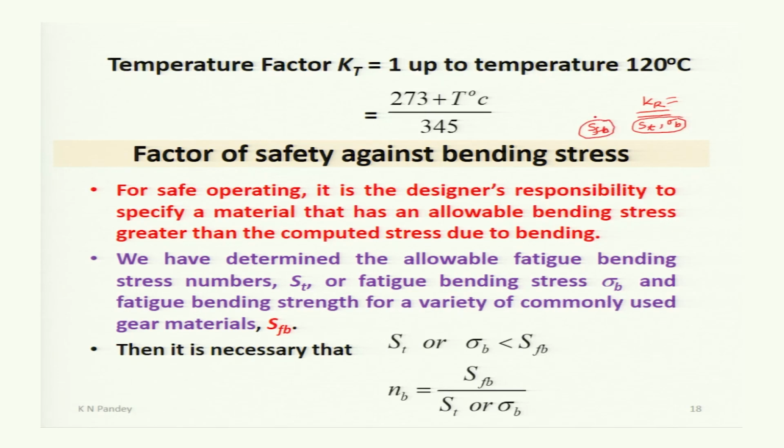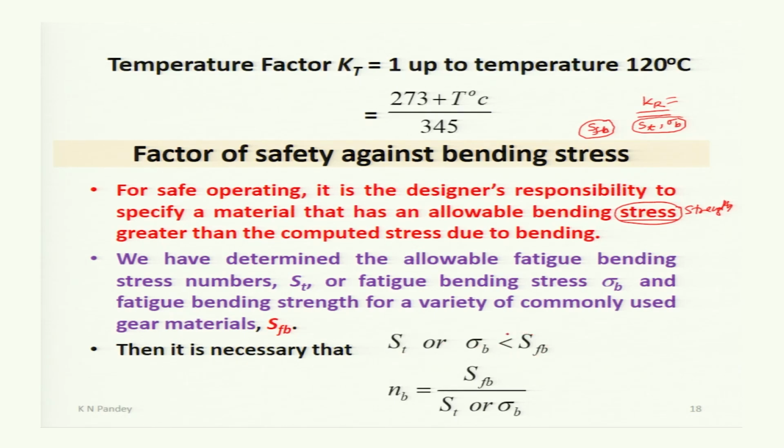Okay. For safe operating, it is the designer's responsibility to specify a material that has an allowable bending stress or strength greater than the computed stress due to bending. That means the value of this ST or sigma B should be less than the strength of the material.